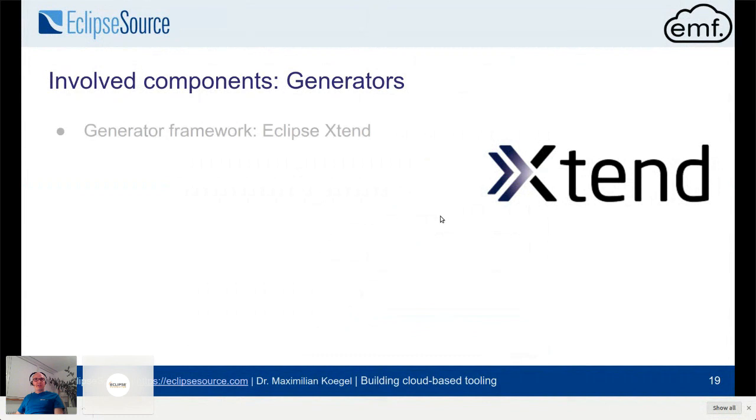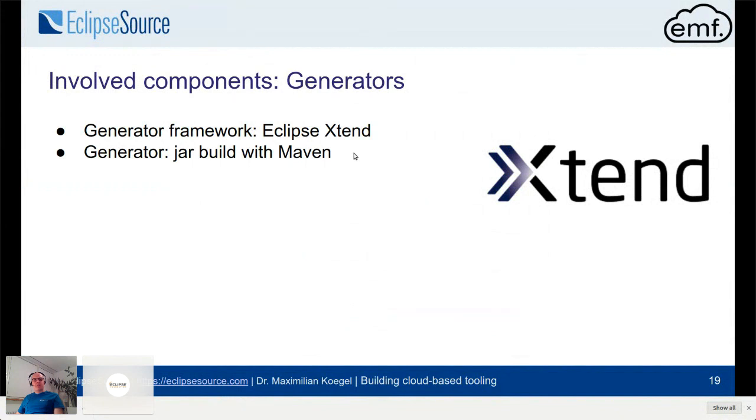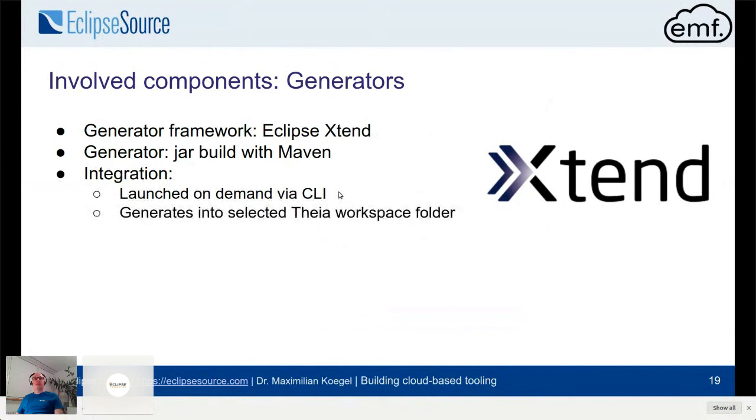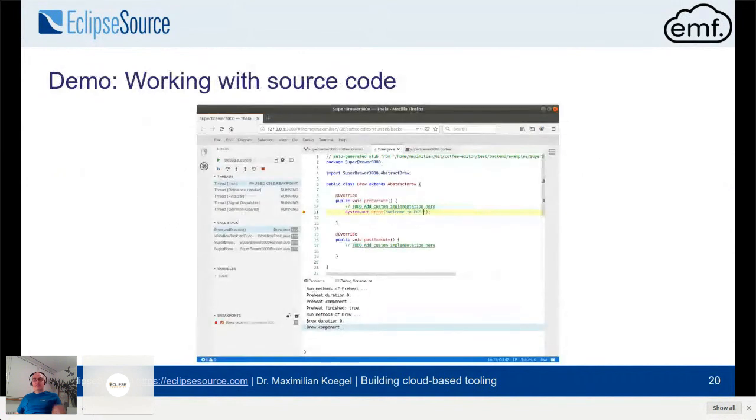The involved component for that generator is another Eclipse framework called Eclipse Xtend. With Eclipse Xtend, you can quite simply write those kinds of generators. And the generator itself was then just bundled into a jar with Maven. And the integration is super simple in this case. We just have registered a command or a menu entry on this context menu. And we just launch this jar via the command line interface and provide it with a parameter where to generate the code to, which is just the selected Theia workspace folder. And it runs and generates that.